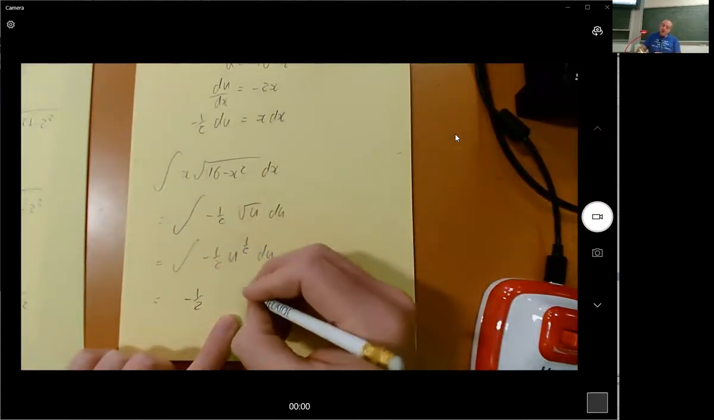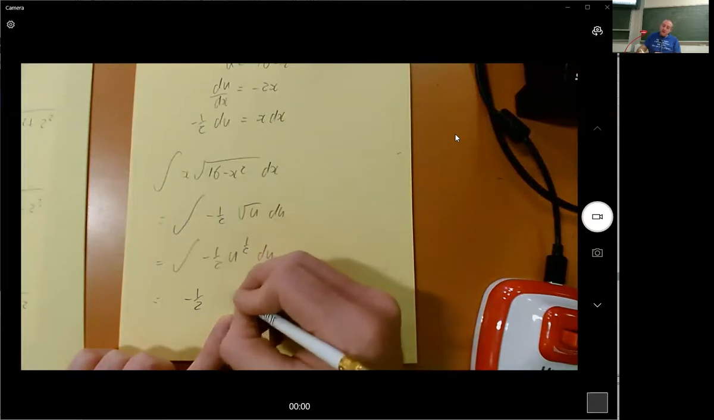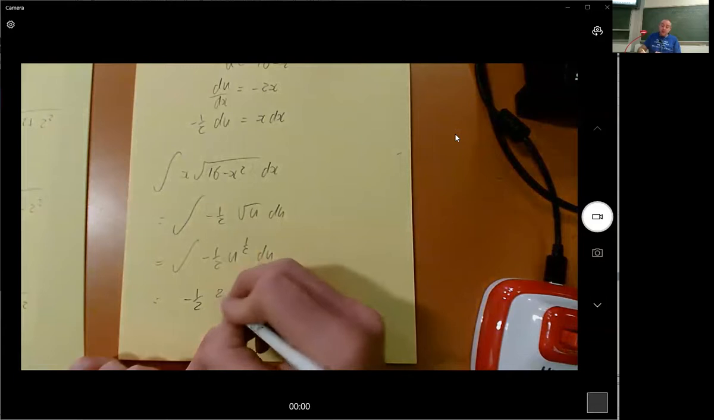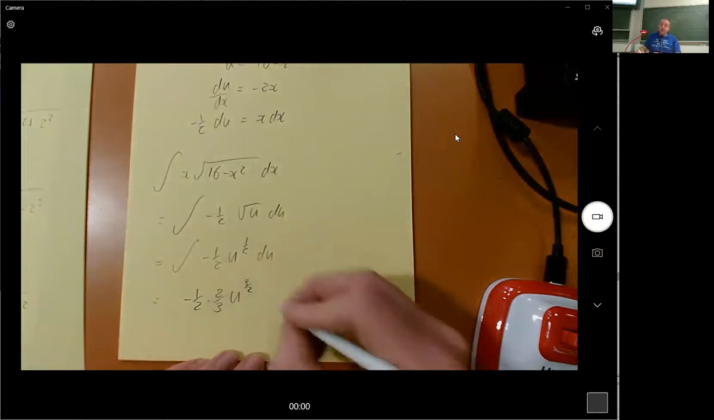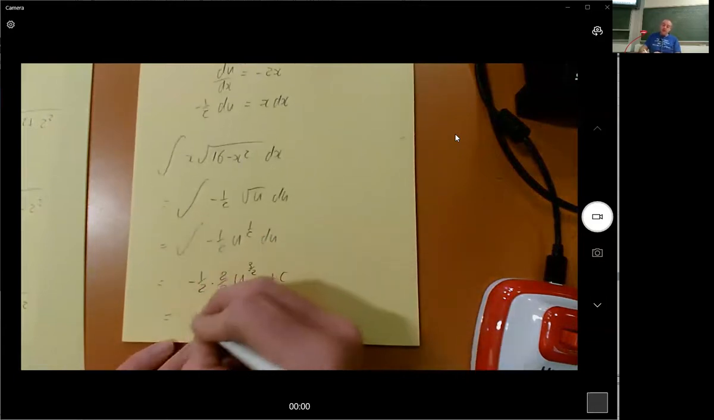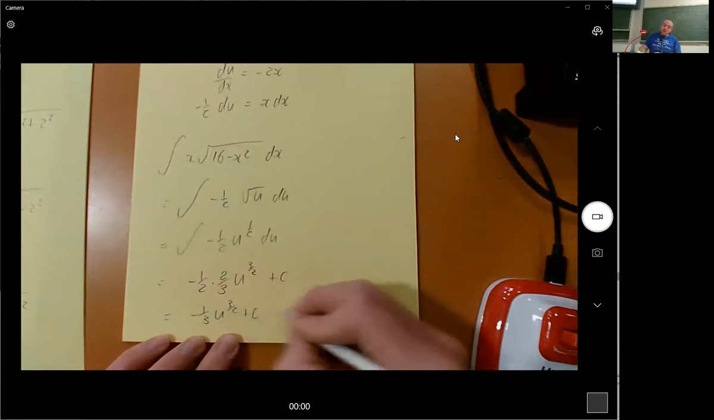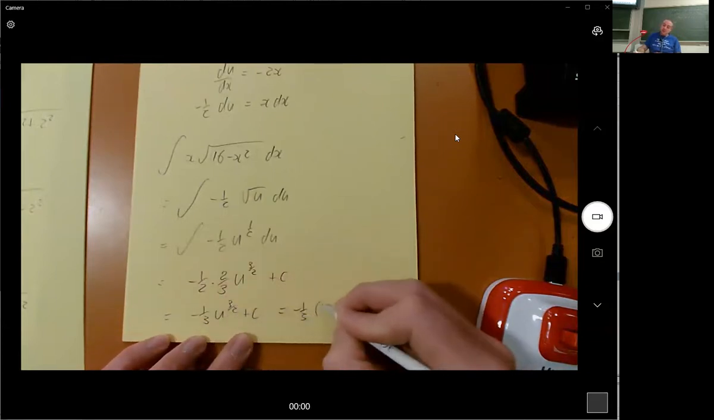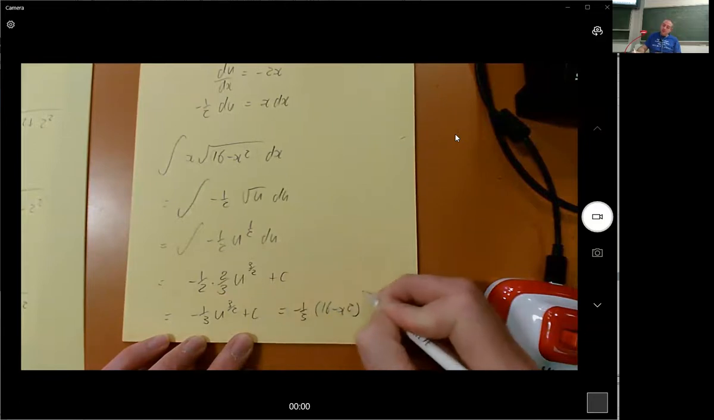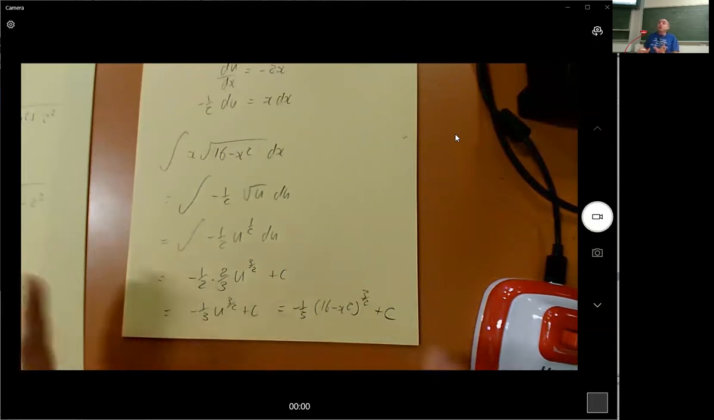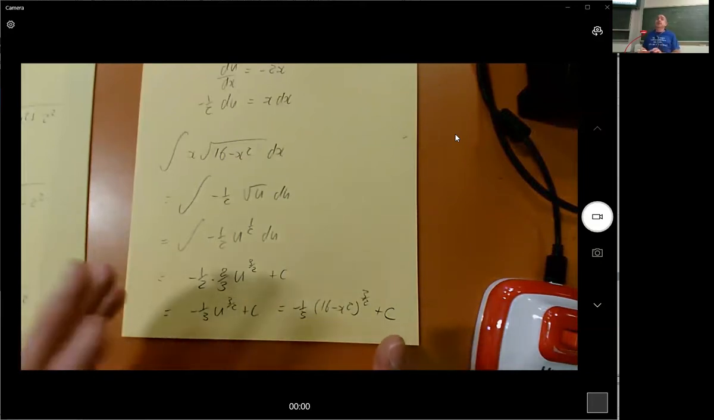U to the power of a half: power goes up by one to one and a half, which is three on two, and I divide by the new power, which would be the same as multiplying by 2/3. And so I get minus a third of u to the 3/2 plus c, which is minus a third of 16 minus x squared to the 3/2 plus c.